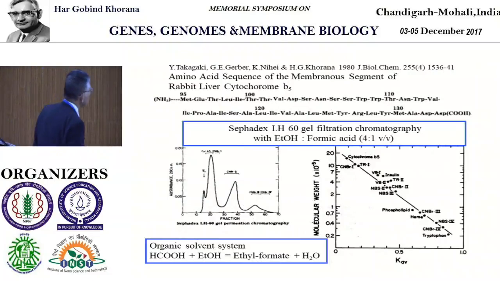One important thing that I want to mention is that we developed an organic solvent system. This is gel permeation, gel filtration chromatography, with ethanol and formic acid, 4 volumes of ethanol to 1 of formic acid. We leave it for 1 week, and eventually ethyl formate is formed and equilibrated. So it must be a mixture of these four components. This was a very great solvent for solubilizing membrane proteins, very hydrophobic proteins.